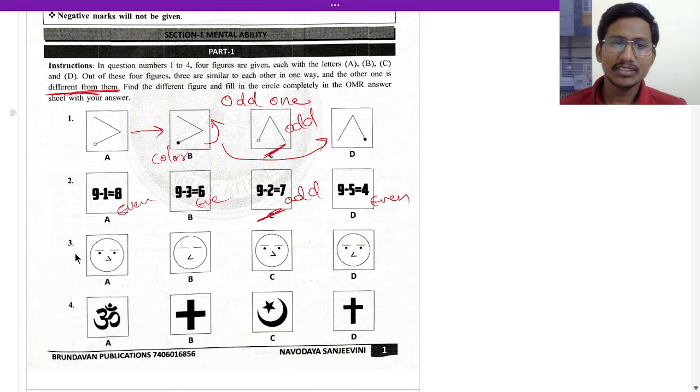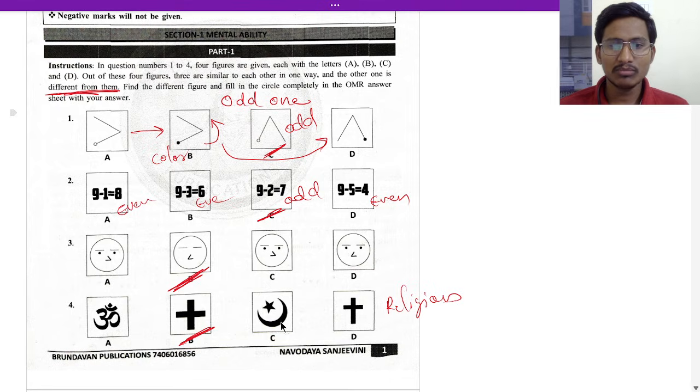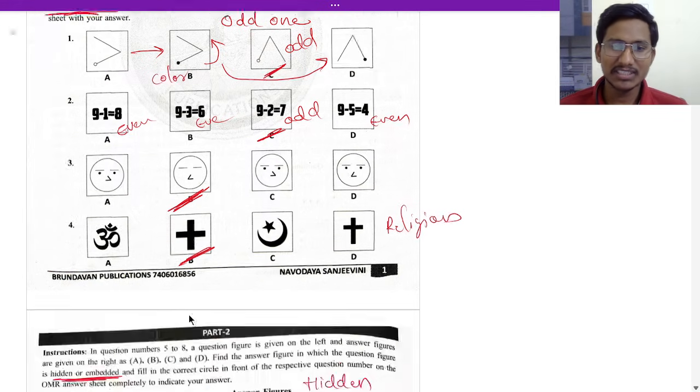Okay, next, the third one. If you see, there are eyes here, then there is a nose, then eyes, right? So which is it? Answer B is the answer, because these are all religious symbols: that is a Hindu symbol, then Islam, then Christian. That is a plus sign, a mathematical sign. So option B is the answer for the fourth.